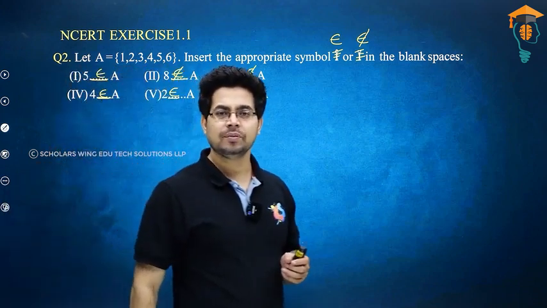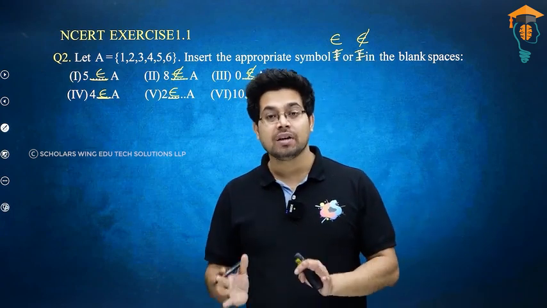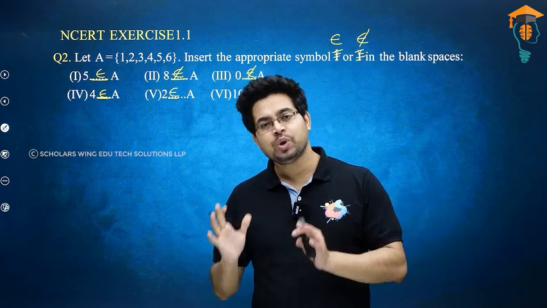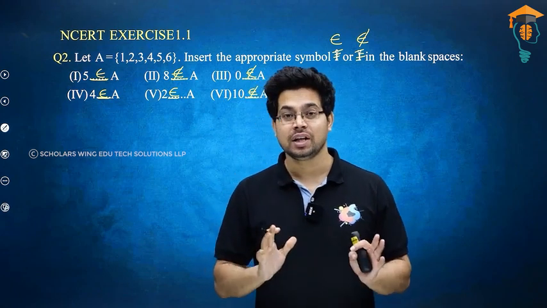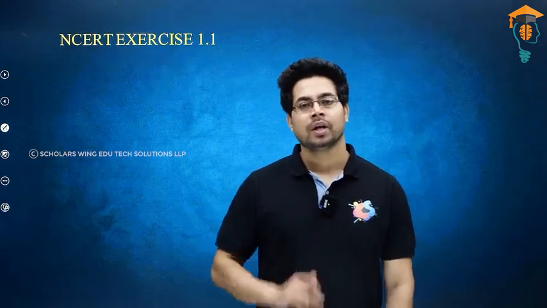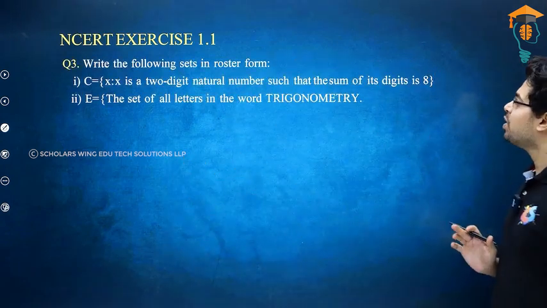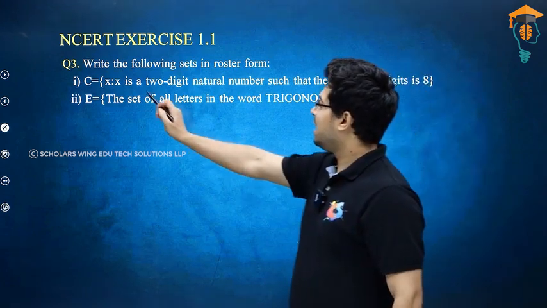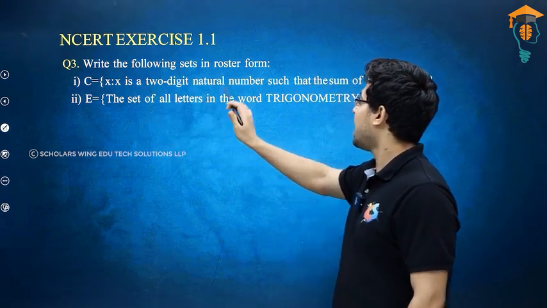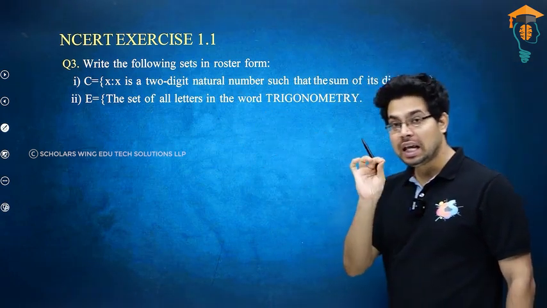Clear, students? Getting it? All the notations, examples, what are sets, what is set builder form, what is roster form, how to represent, how to write in words, how to write in mathematical form, everything? Sure? Good. Now, here in this question, again we need to write down the set in roster form. Alright? So over here, a set C is given, which is a 2-digit natural number such that the sum of its digits is 8.